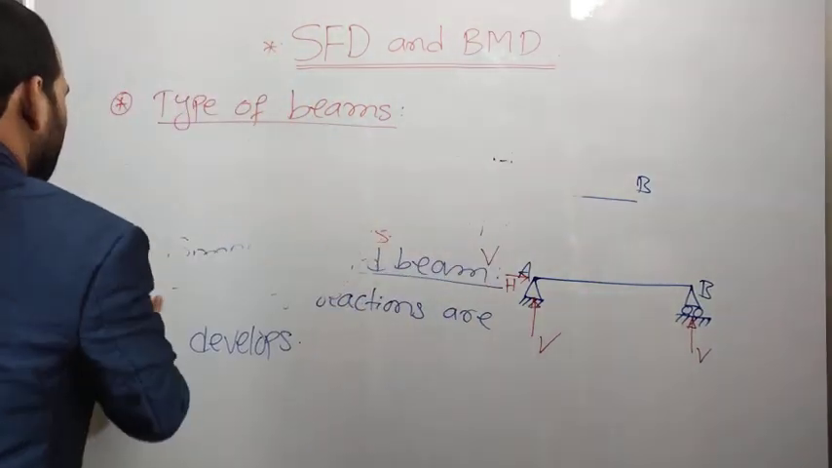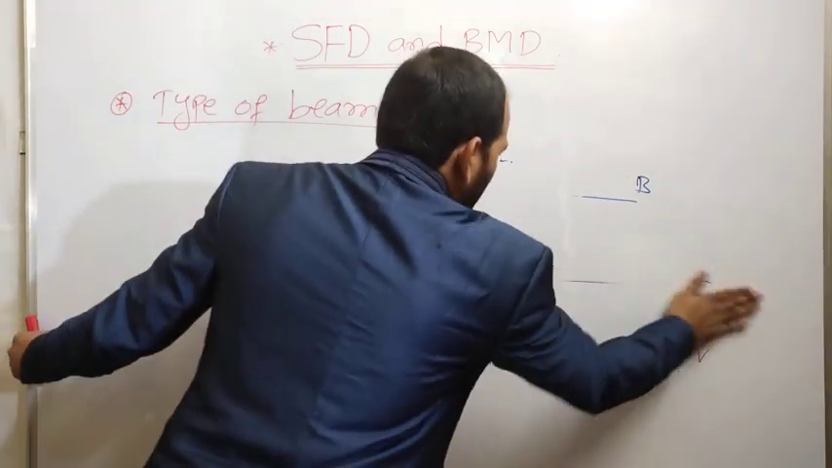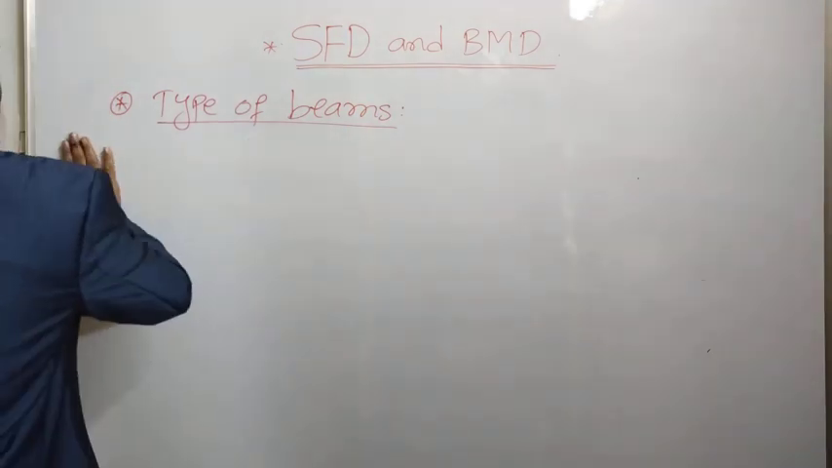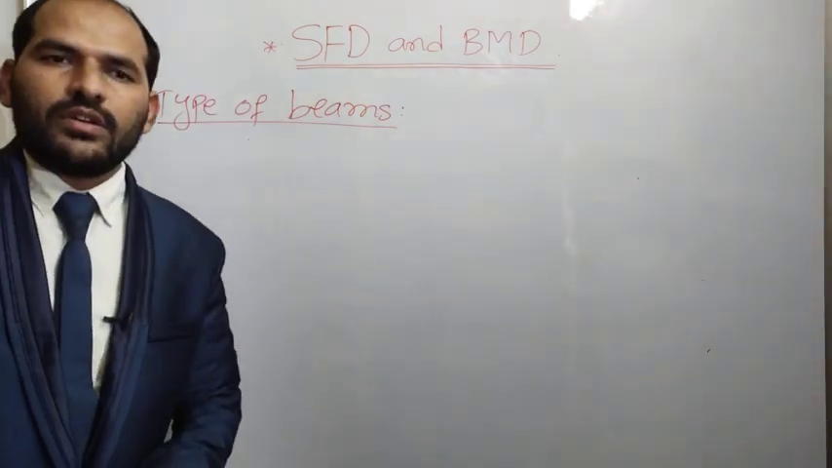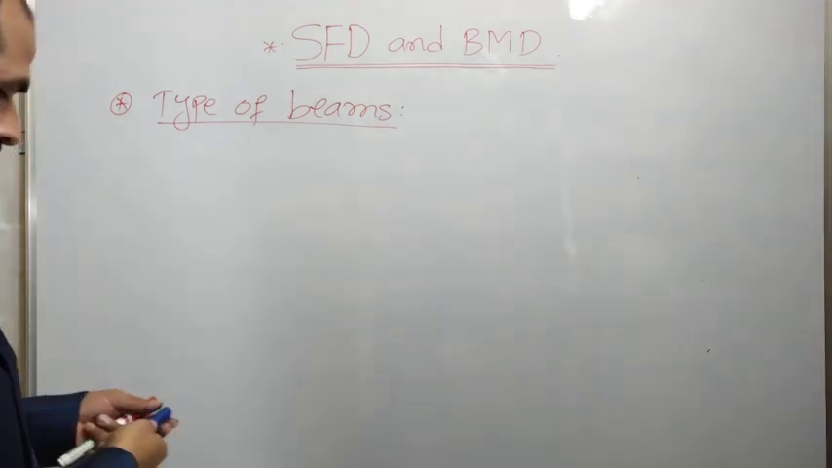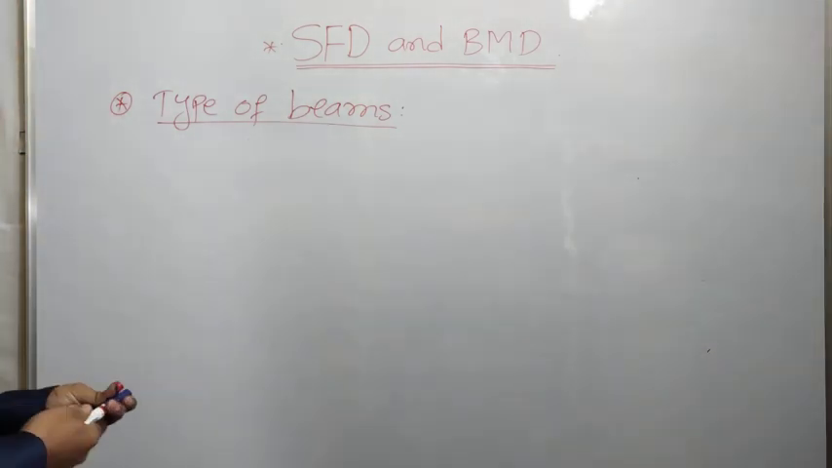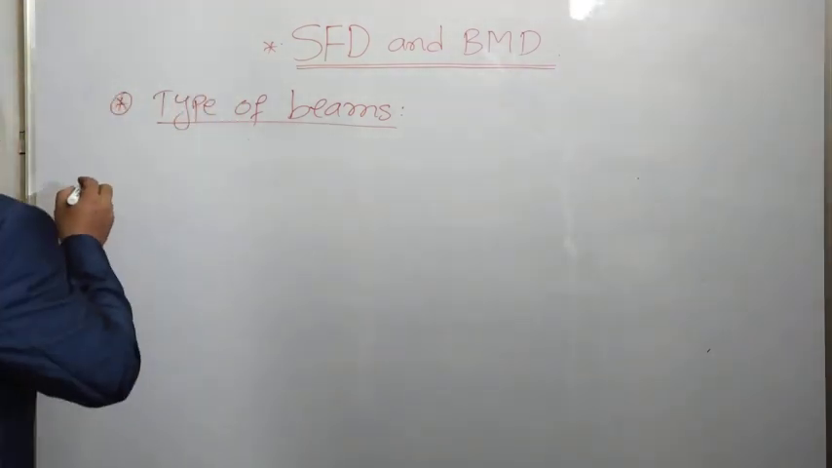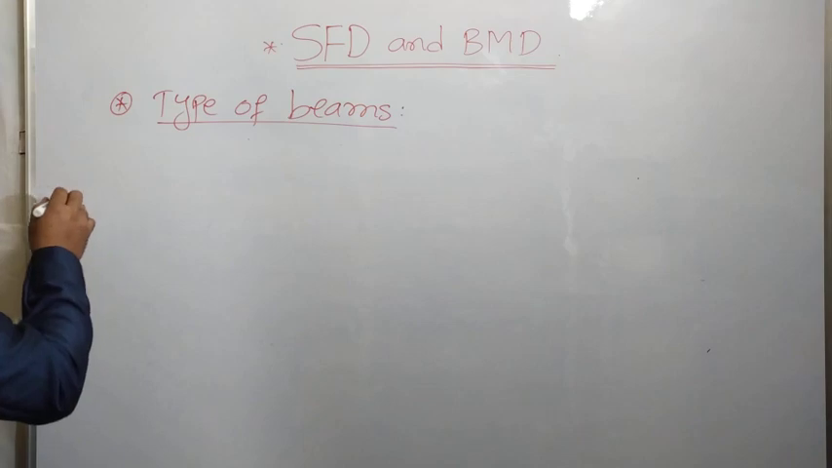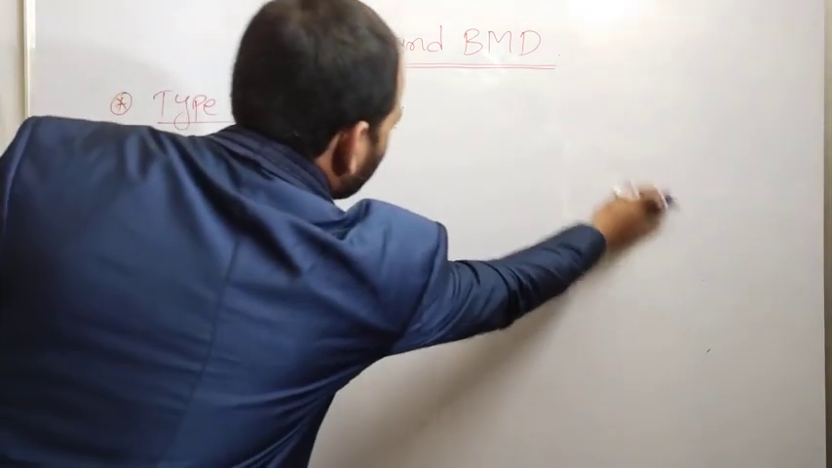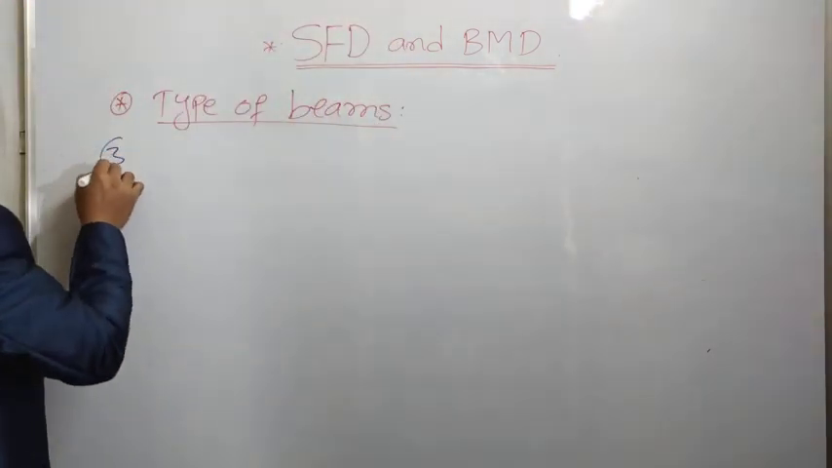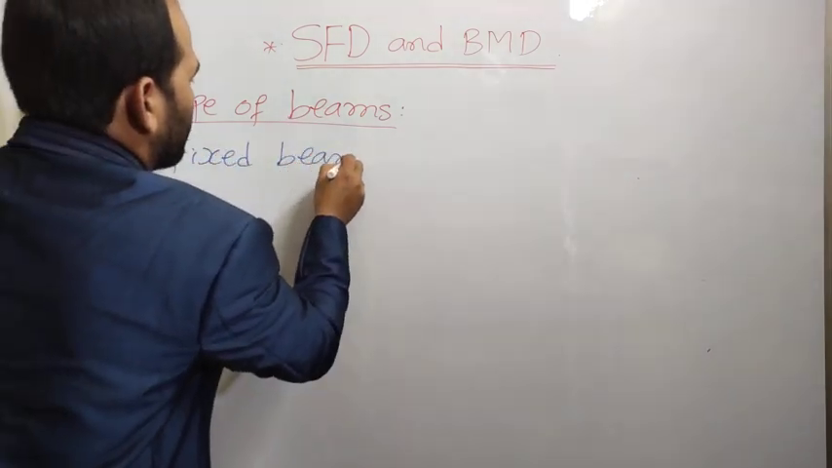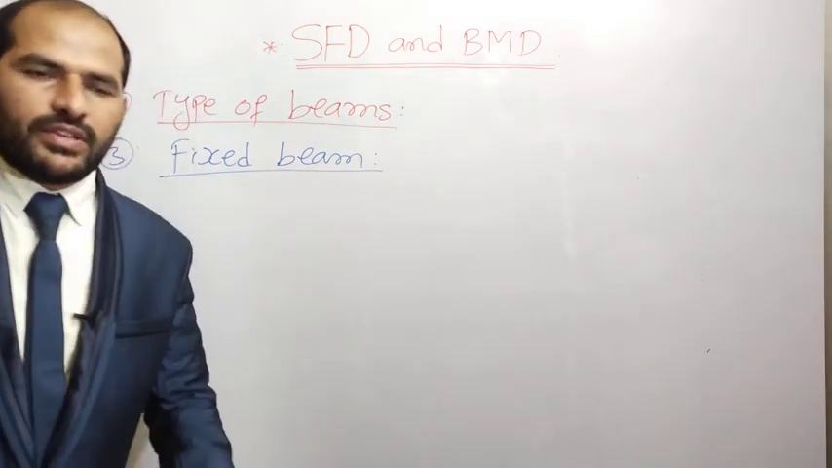And the next one is the continuous beam. Before going to discuss the continuous beam, the third one is the fixed beam.